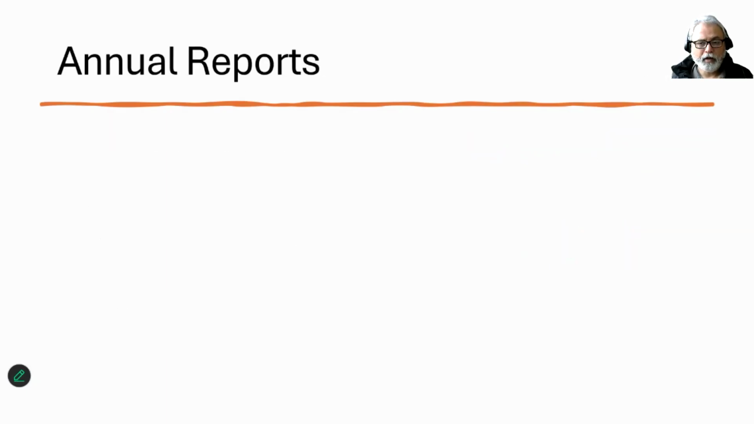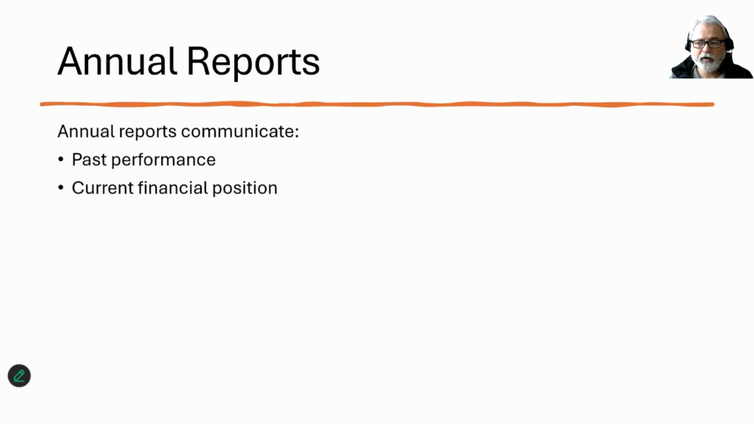Next, let's talk about annual reports. So annual reports communicate to users information about past performance, the current financial position, at least as of the fiscal year end. They provide information about the future outlook as well as strategic direction. Right? So here we have to keep in mind that annual reports are communication tools. They're not just compliance documents.